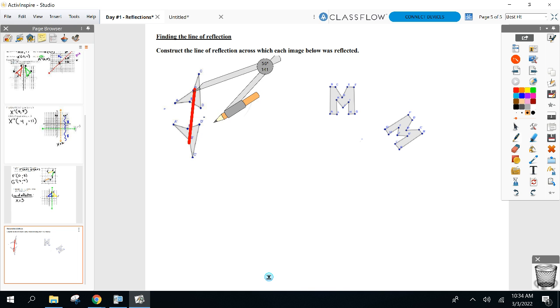Ooh, it's been a while. And make a decent size arc, like almost a half circle type. Leave it the same opening and go to the other end point of your segment and do another half circle. Those two should intersect in two spots. 1, 2.